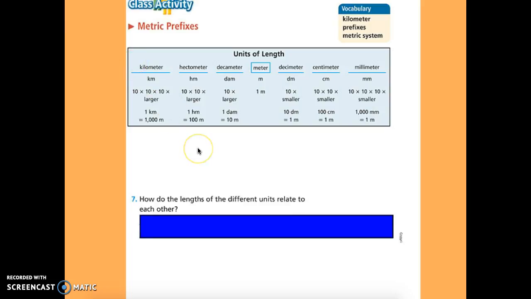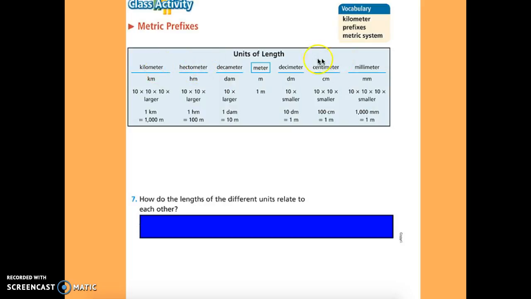All right, so on this page, we're going to look at this little chart here, units of length, and we'll see that meter is right in the middle. And then we break off into our decimeters, our centimeters, and our millimeters, like we were looking at earlier. But if we go this way, we have decameters, hectometers, and kilometers.